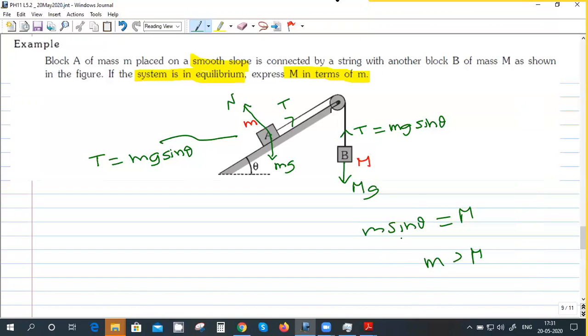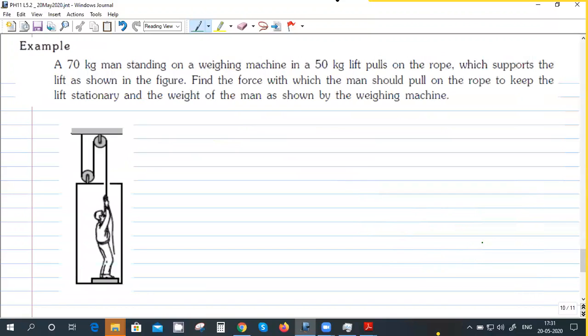Yes, sir. Is it clear? Okay. Now this one, this was homework. No, but homework stopped just with the free body diagram. Here you have to find the relation between... You have to find the force which the man should pull the rope with.